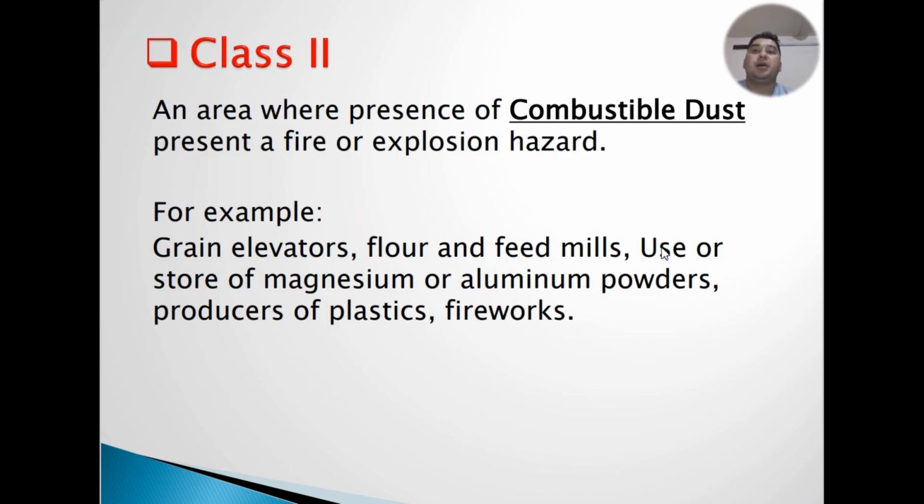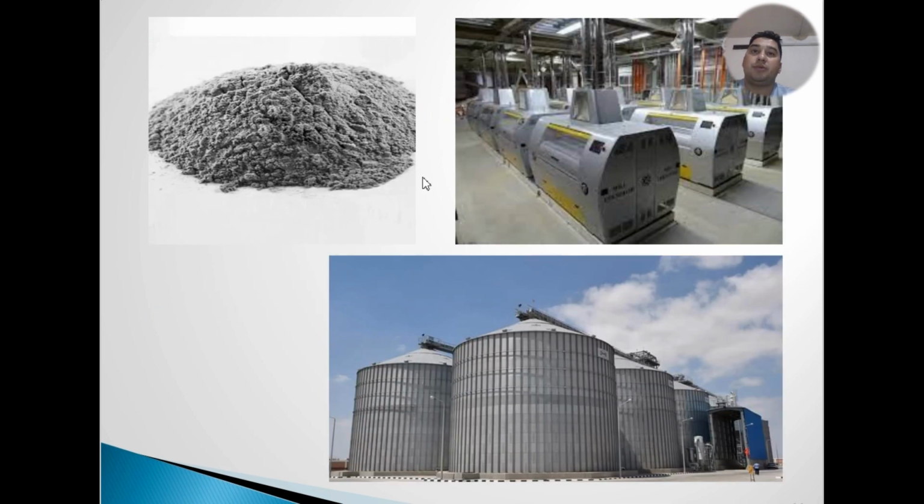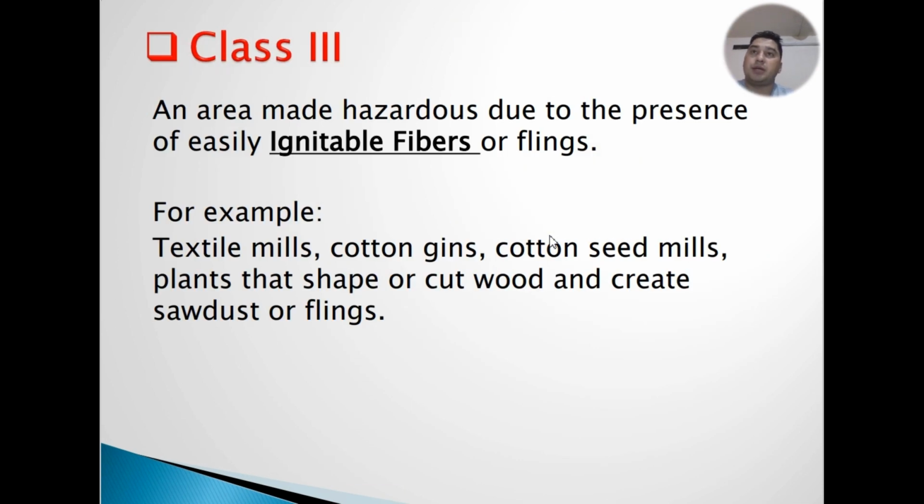Now the class 2. Class 2 is an area where the presence of combustible dust creates a fire or explosion hazard. For example, grain elevators, flour and feed mills, places that use or store magnesium or aluminum powders, and producers of plastics and fireworks will come under class 2. So the flammable dust will come under class 2, as we know.